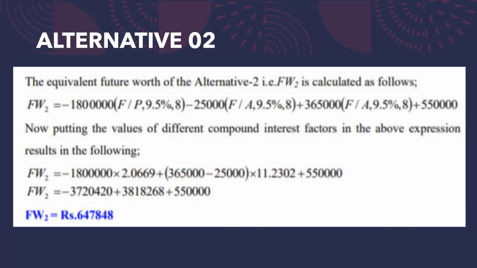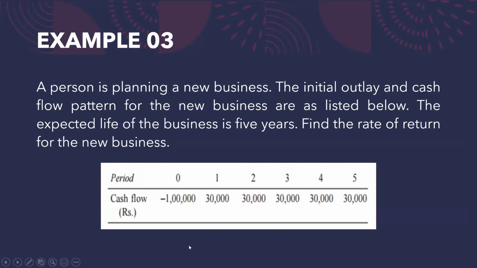Okay, let's try to do another example. We have a few more minutes, actually around 15 to 20 minutes, so we will try to do this example before winding up the session. A person is planning a new business. The initial outlay and the cash flow pattern for the new business are as listed below. You might think, because all of these questions are related to businesses, even though this module is business economics, we are learning the most economical principles here. So we can relate these economical principles to almost any business, including buildings, construction, roads, whatever it is. That is why these examples have been taken from economics-related books, where we can practice them and relate them to our field of interest as well.